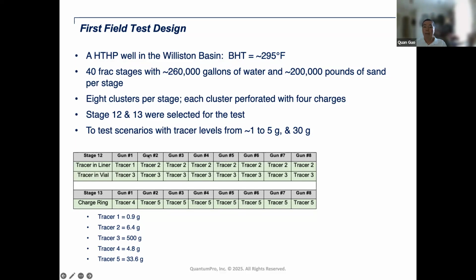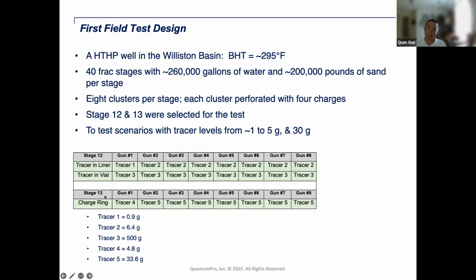Like I said early on, with these little tracers, before the test, we were not certain whether we'd detect anything after this much of water and sand injection. So we also put vials of tracers in the gun loading carrier and loading tube, and tracer number 3, the total amount of tracer 3 in all the 8 guns contained about 500 grams. So we know for certain from our previous experience, we should detect this level of tracer at this much.